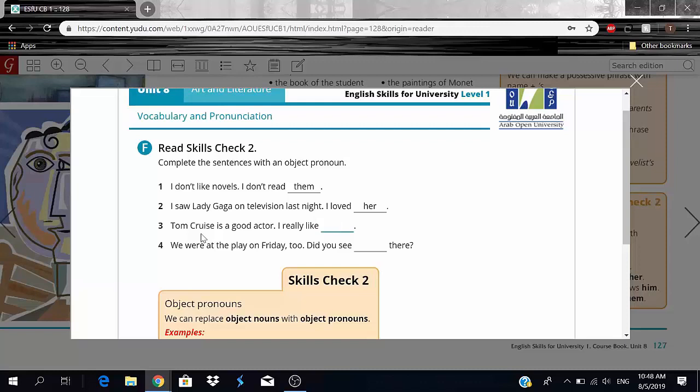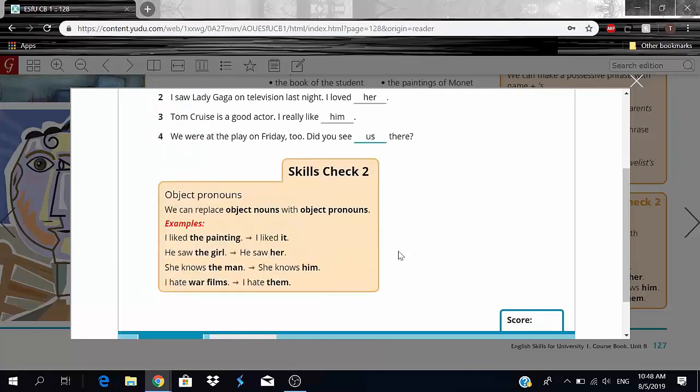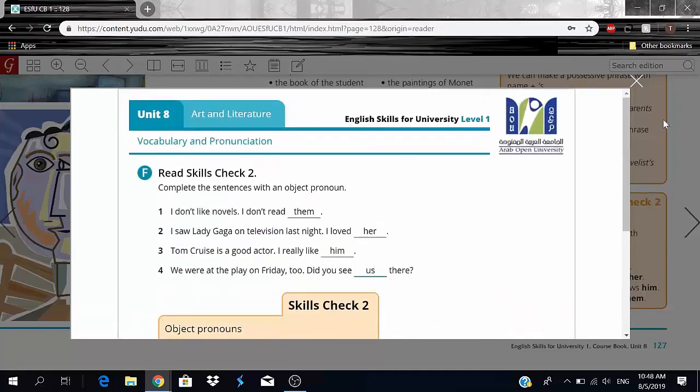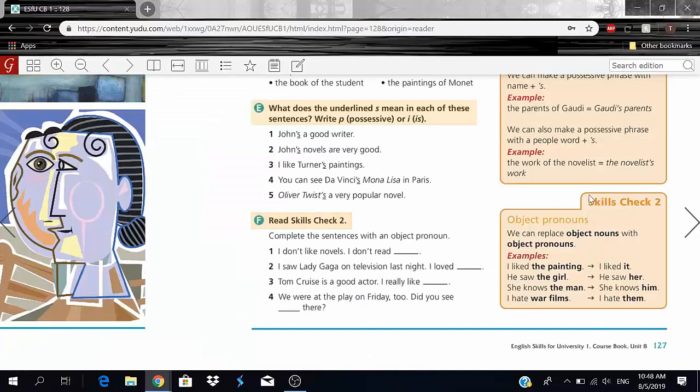Tom Cruise, also a big fan, by the way. So Tom Cruise is a good actor. I really like him. That's something I would say personally. So I really like him, as in about Tom Cruise. Number 4, we were at the play on Friday too. Did you see dash there? Did you see us there? Okay? Did you see us there? Okay, you guys? Simple enough. Anything else? I think that's about it. Alright, you guys. I'll see you guys in the next one.